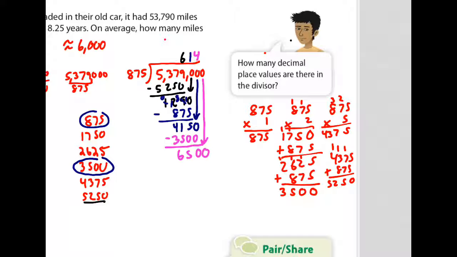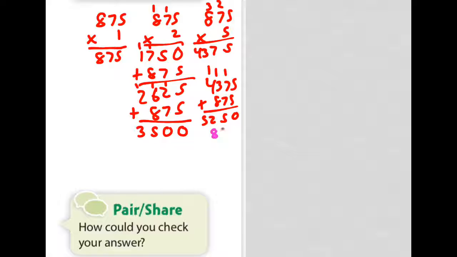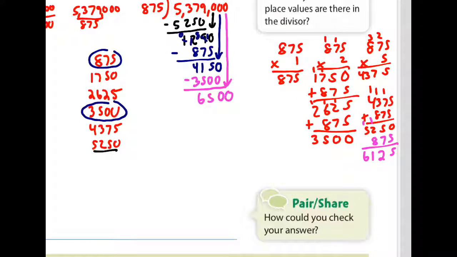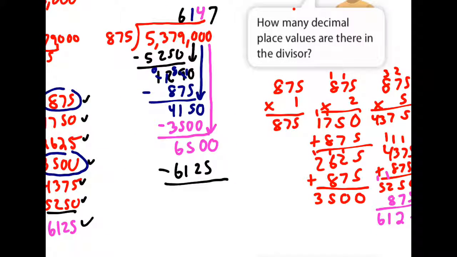Now, I have to add on, my list doesn't go high enough for that one, so let me add on one more 875 over here. It's 5, 12, 11, 61, 25. So I have 61, 25. All right. Let me switch back to black here. 875 goes into that 1, 2, 3, 4, 5, 6, 7 times, which is 61, 25. Subtract. Get 375.